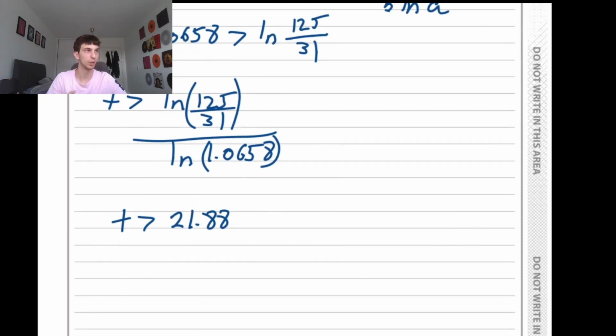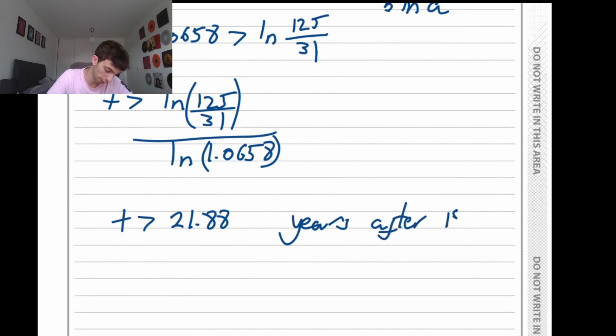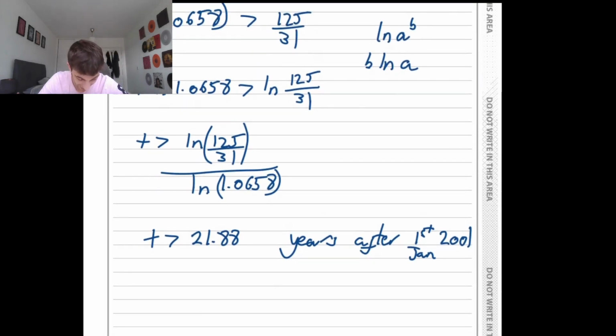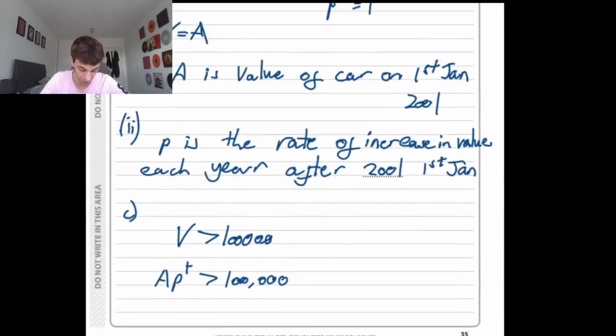So t must be larger than 21.88, but let's remember, t is the years after 1st Jan 2001. I should have written 1st Jan 2001. So we're 21.88 years after the 1st of Jan 2001.